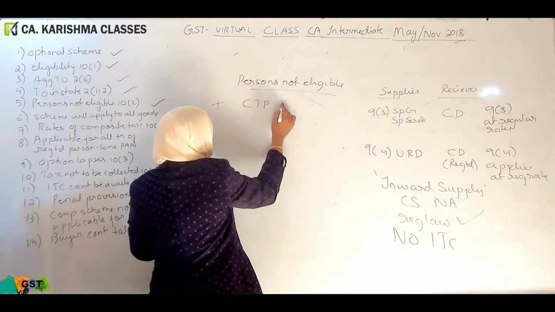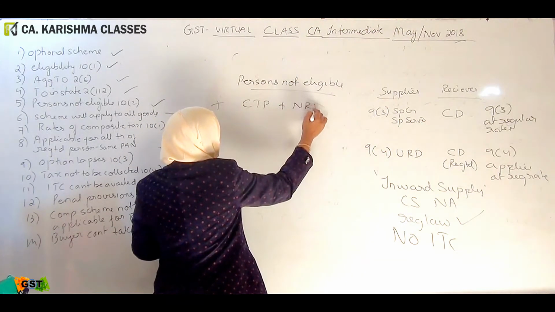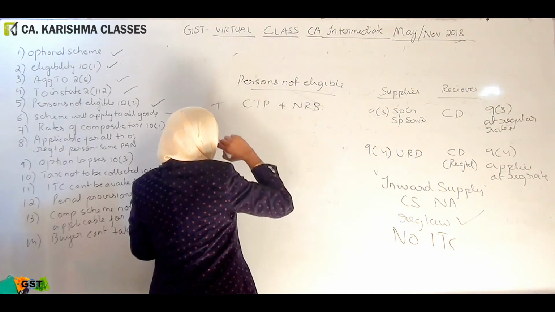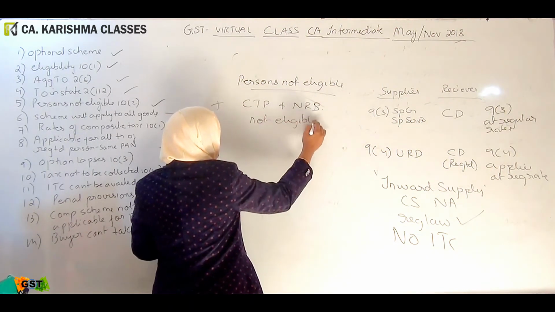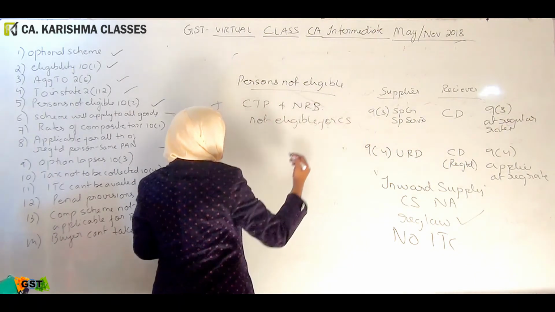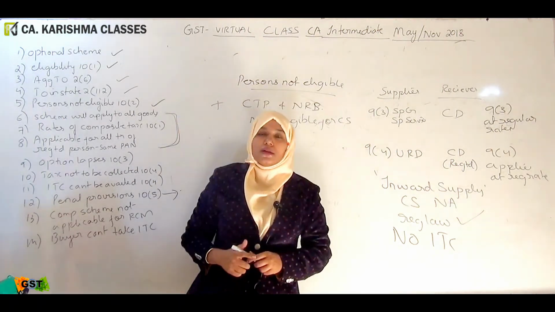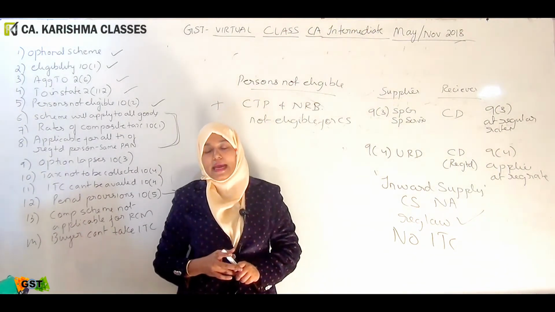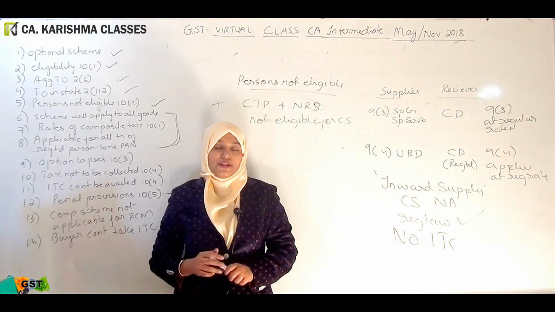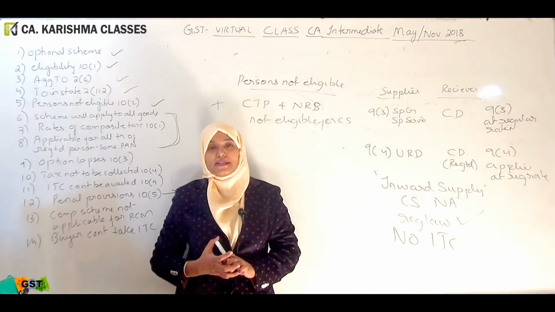Casual taxable person and non-resident taxable supplier are not eligible for the composition scheme. This point we have to add. Why are they not eligible? First of all, who is a casual taxable person?